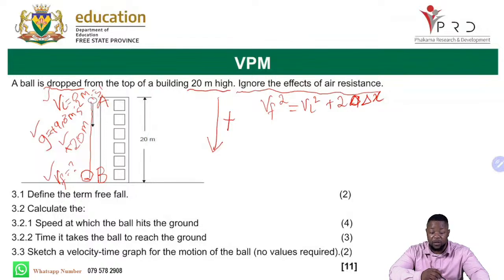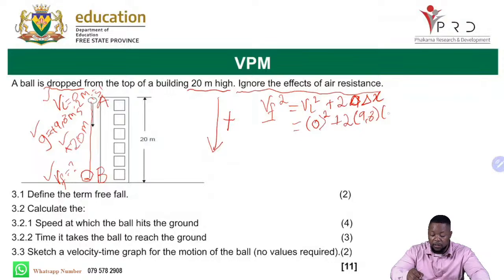We always refer to the data sheet. So the vf is what we are looking for. The initial velocity is 0. Remember, all the zeros are substituted as they are going to be awarded marks. And then the value of our a is 9.8, and then the delta x here is 20.